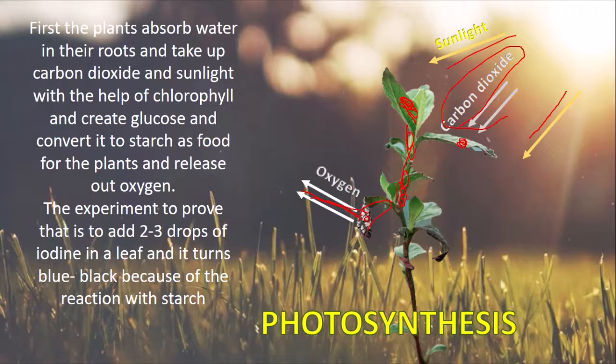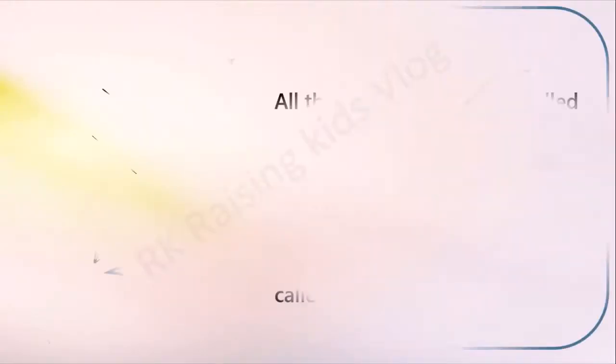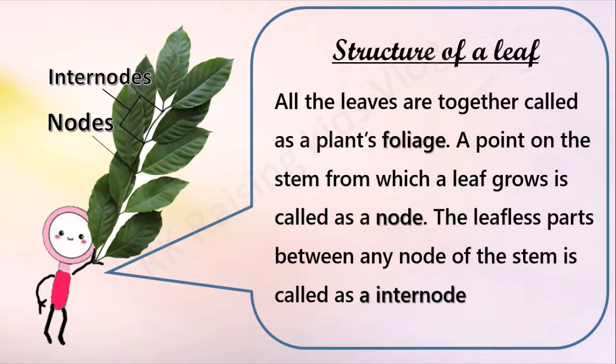Next, we'll know about the structure of a leaf. All the leaves together are called a plant's foliage. A point on the stem from which a leaf grows is called a node. The leafless part between any nodes of the stem is called the internode.